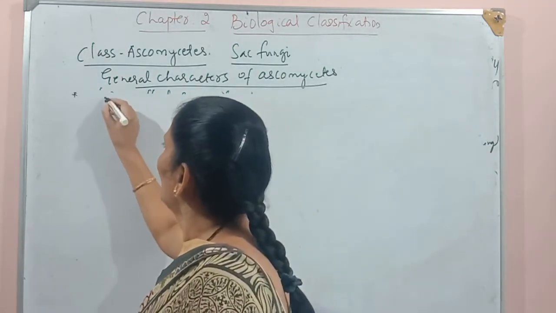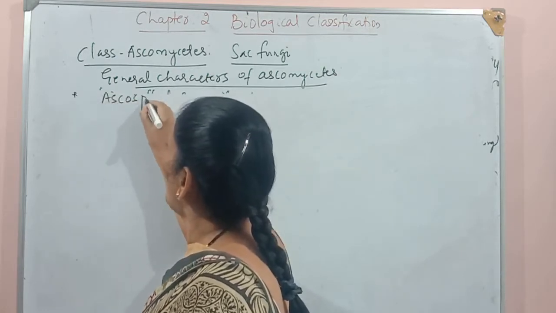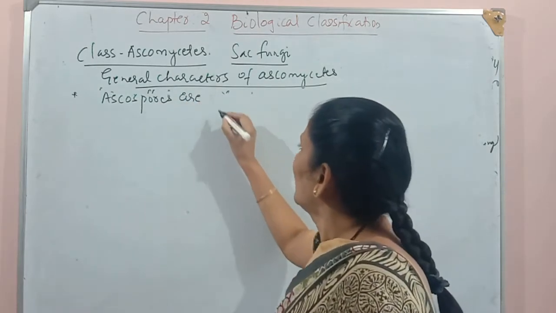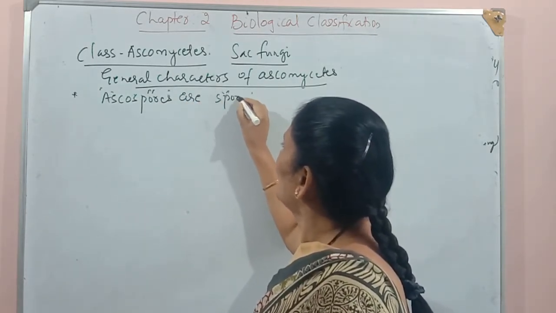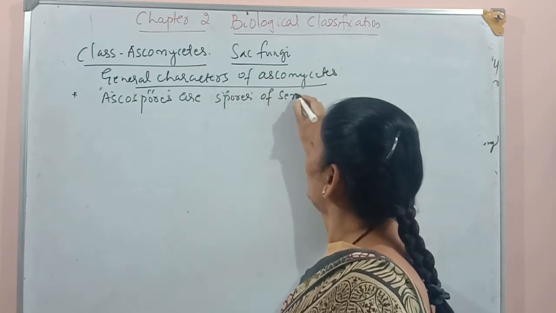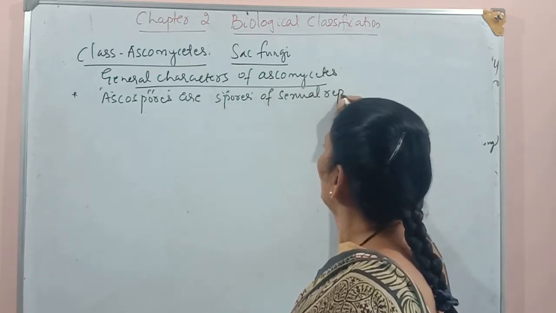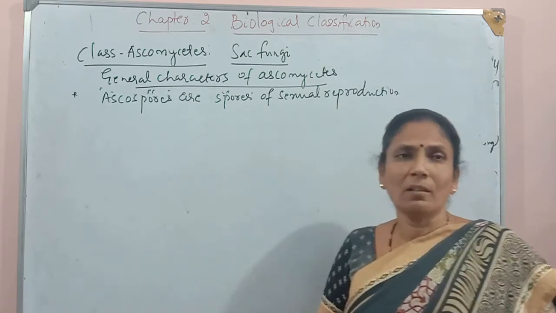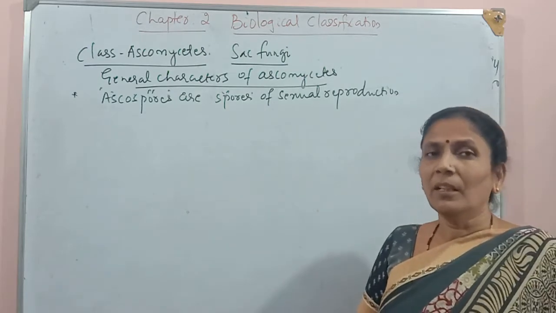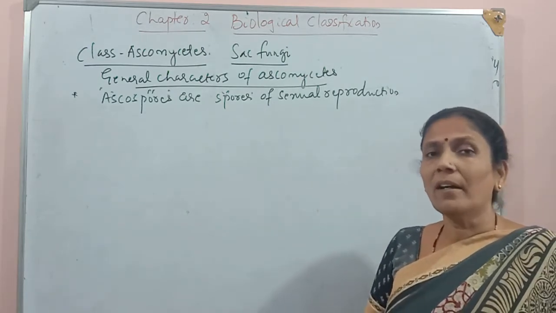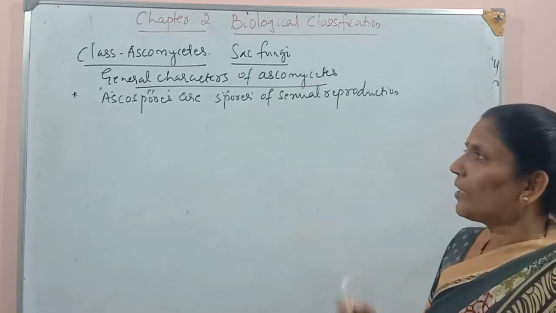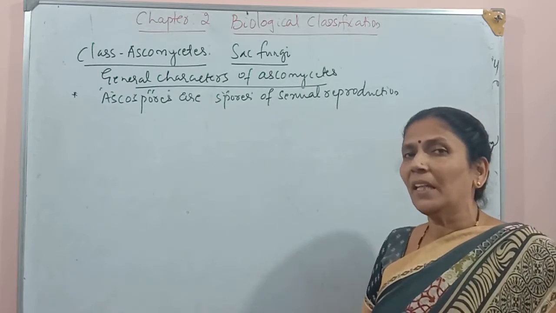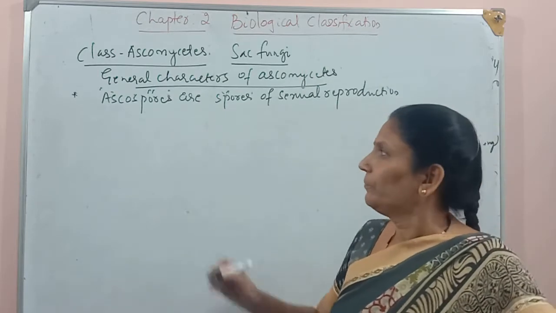Next character: ascospores are spores of sexual reproduction. And these spores are produced in a sac-like structure called ascus. And how are these ascospores forming? Let us discuss in detail by taking an example of yeast.